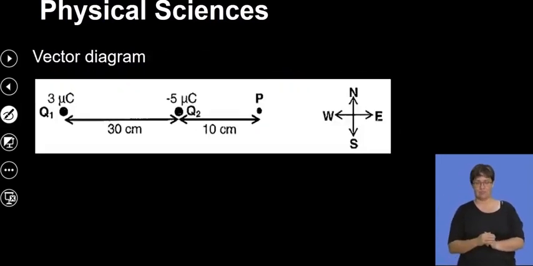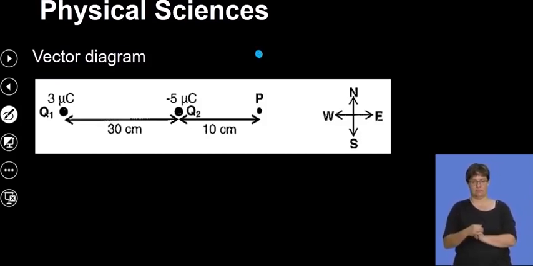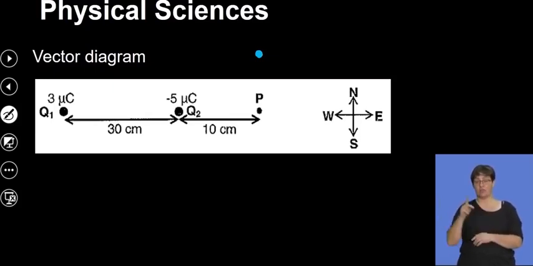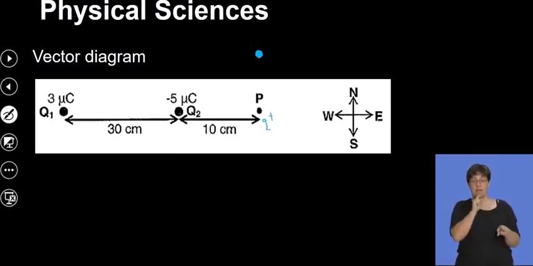So if we were to do our vector diagram, here is our point P. I'll just do it next to point P to illustrate the vectors. Now, Q1 is positive, while Q2 is negative. So E due to Q1 at point P: if we place a unit positive charge here at point P, due to Q1, it will experience a force to the east, because those are like charges.